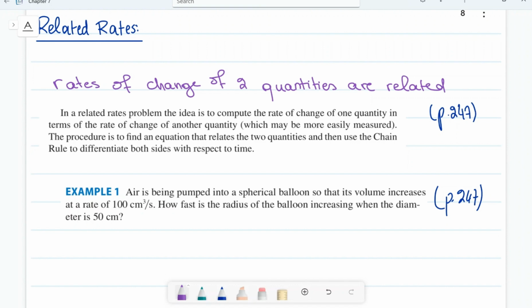So, in a related rates problem, the idea is to compute the rate of change of one quantity in terms of the rate of change of another quantity, which may be more easily measured. The procedure is to find an equation that relates the two quantities and then use the chain rule to differentiate both sides with respect to time. We will look at a few examples in order to clarify this. We will look at three examples for this section.